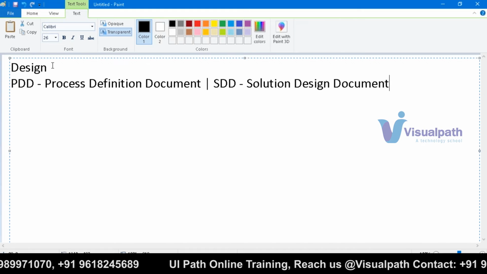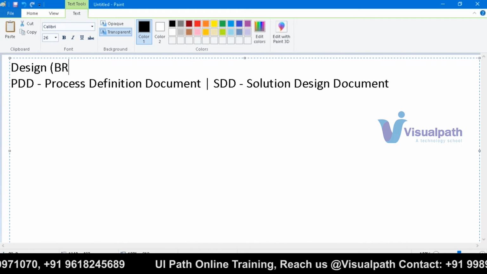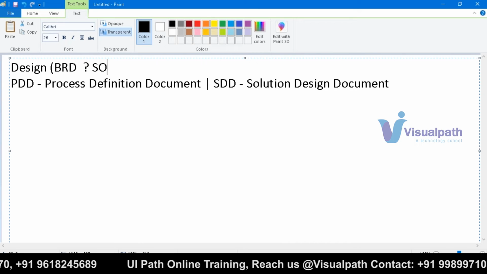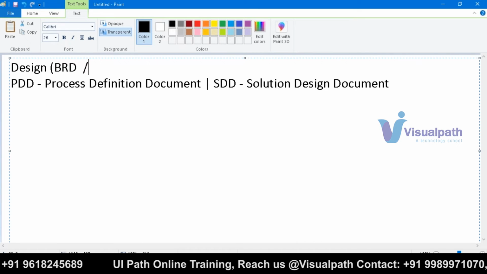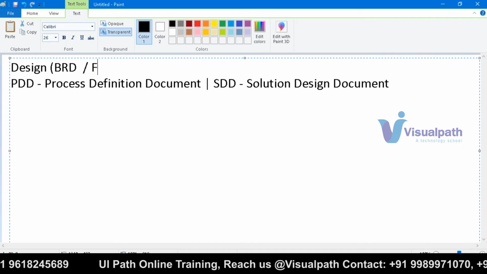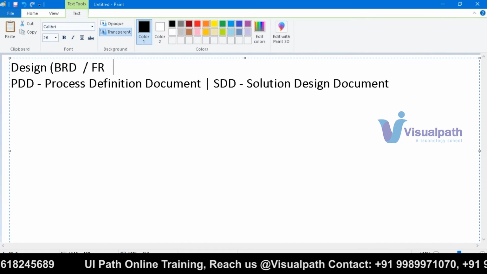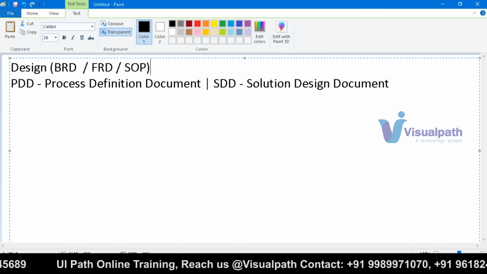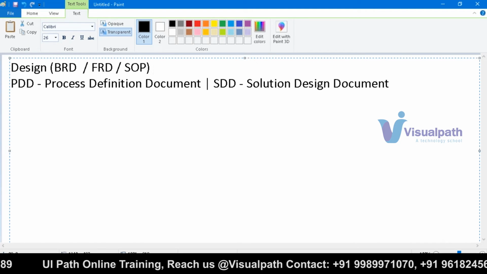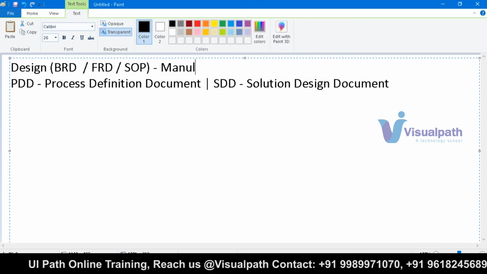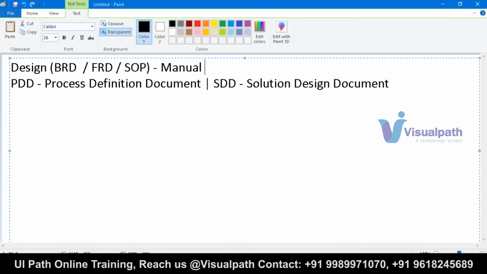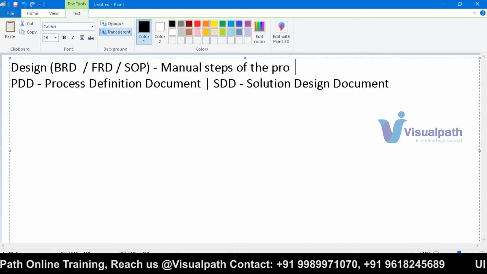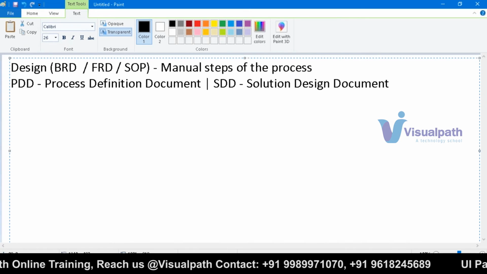Either it's a BRD or SOP or an FRM. Pretty much a functional requirement, business requirement, a standard operating procedure. Pretty much everything is the same. Anyways, this document contains the manual steps of the process that they are doing daily. From a functionality perspective, not from a technical perspective.